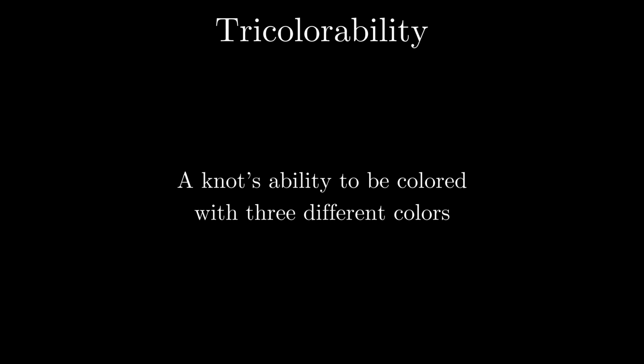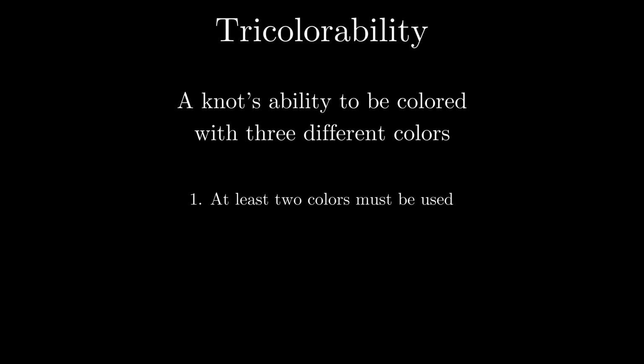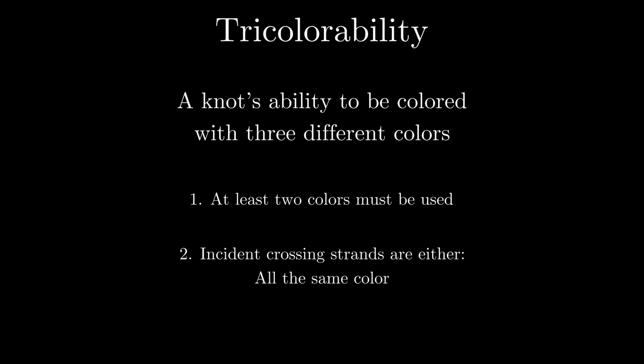This allows us to create 2 different categories of knots, tricolorable and non-tricolorable. Let's look at how this invariant works. The rules for coloring the knots are as follows. 1. At least 2 colors must be used. 2. At each crossing, the 3 incident strands are either all the same color or are all different colors.